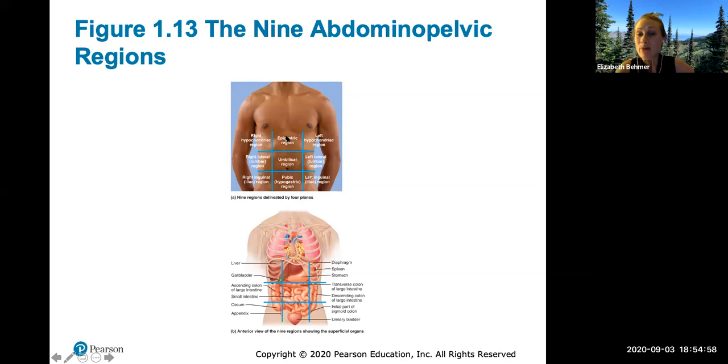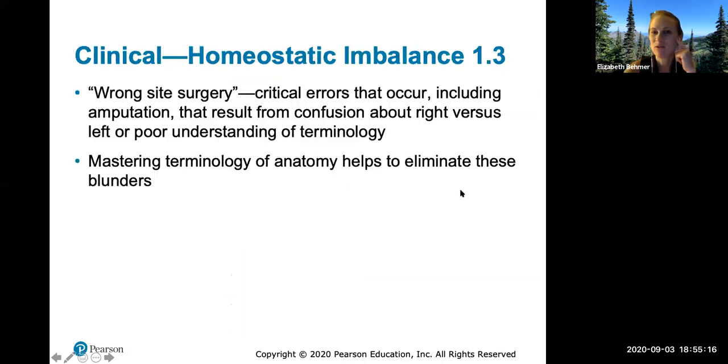Epi means above, so epigastric is the area above the stomach. Hypochondriac, lumbar, umbilical region, and then the hypogastric, or pubic, is below the stomach. Iliac region, if you remember from anatomy, this is where some of your iliac blood vessels will be. So again, knowing anatomy will be helpful.